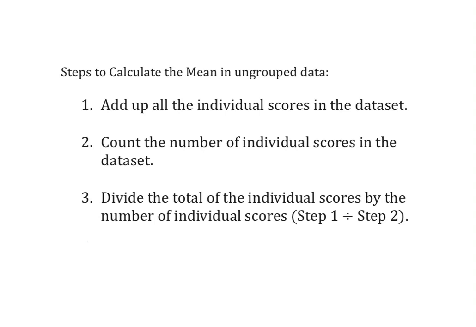The steps required to calculate the mean of an ungrouped data set are as follows. The first step is to add up all the individual scores in the data set. The second step is to count the number of individual scores within the data set. The third step is to divide step 1 by step 2. So divide the total of the individual scores in the data set by the number of scores. So we'll have a look at an example to see how we apply these steps.